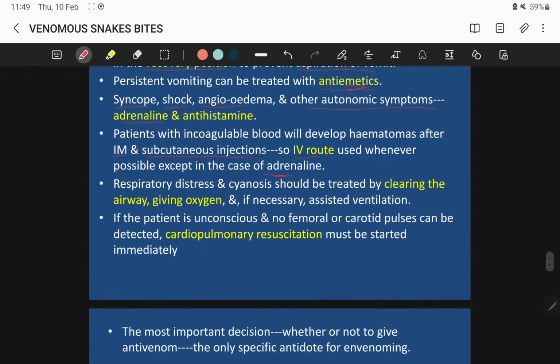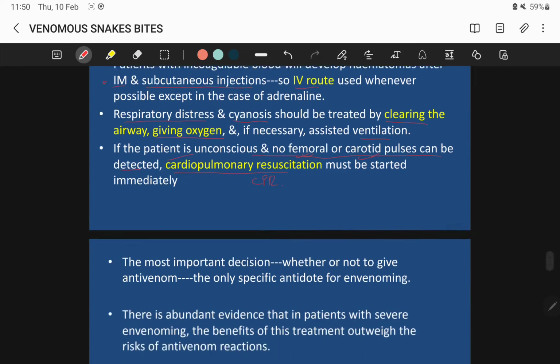Adrenaline should be given with caution, intramuscularly, but any other kind of drug should be given by the IV route. Respiratory distress and cyanosis should be treated by clearing the airway and then giving oxygen. The chest constricts, right? So we should do assisted ventilation if required, even tracheostomy. If the patient is unconscious and no femoral or carotid pulse can be detected, CPR is initiated.